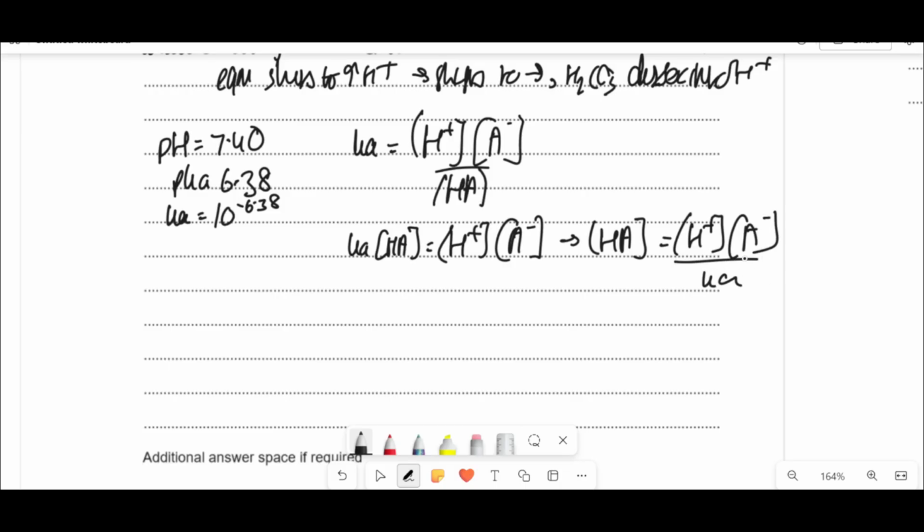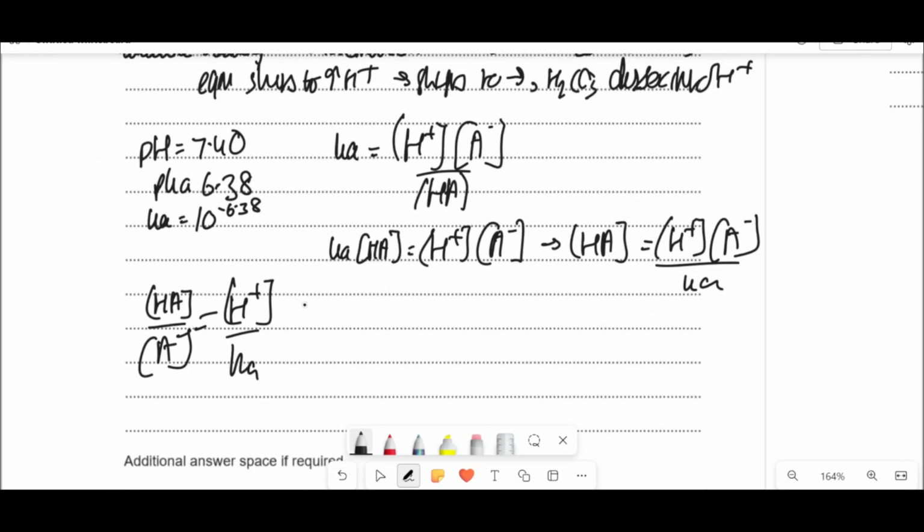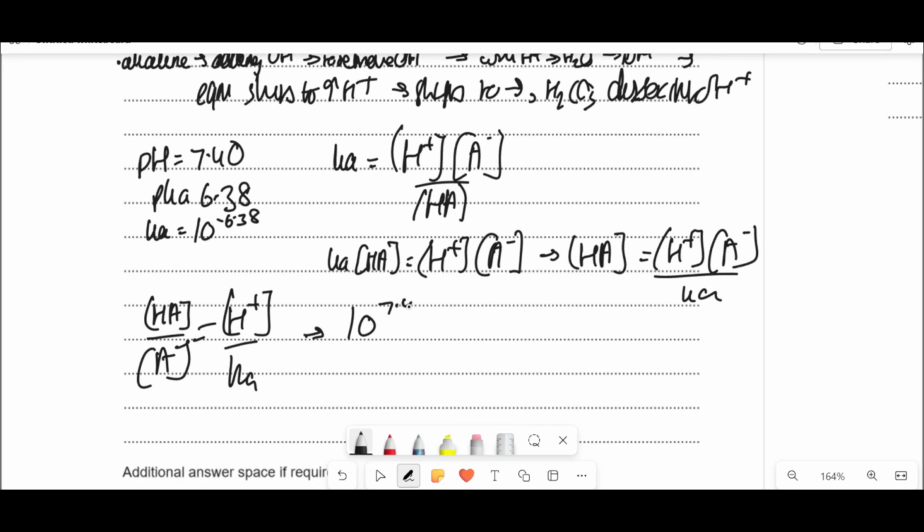But then if I divide both sides by A minus, I'll get what I want. I'll get HA divided by A minus equals H+ over Ka, which is indeed the ratio that they want. So that means it's going to be 10 to the minus, what was the pH? So 10 to the minus 7.4 over the Ka, which is 10 to the minus 6.38. If we do that, we end up getting 3.98 times 10 to the minus 8 over 4.17 times 10 to the minus 7, right? That's HA to A minus.